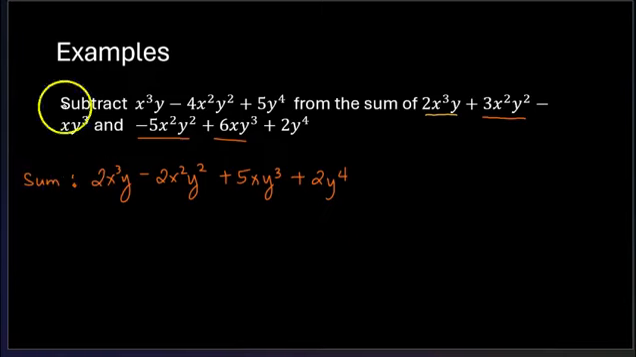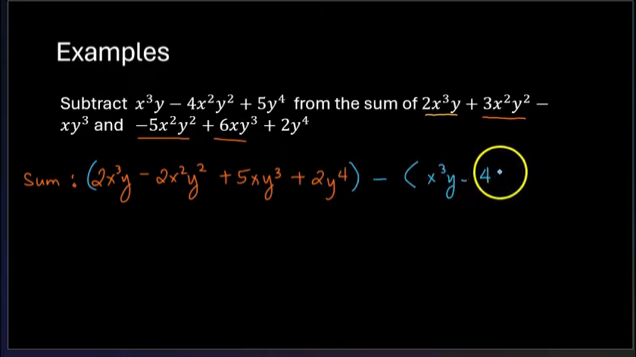Now, what do we do next? It says here, subtract this from. Let's review our meaning. That means minus, because you're going to subtract this from this polynomial. Let me just write it down: minus x cubed y minus 4. I'm just writing everything down. I'm not doing any computation at this point.